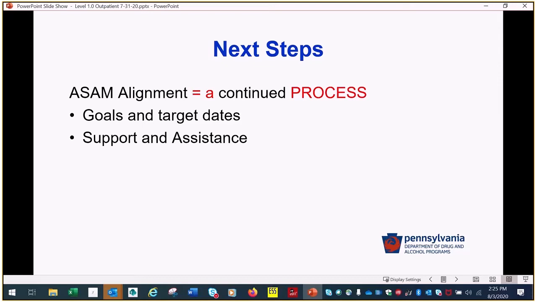Many of the issues of alignment are already occurring or are mostly occurring and can happen more readily, while others may require more effort. In all cases, DDAP and DHS will make every effort to support our provider network in aligning with the criteria, as we believe in the importance of working together to improve our system and to deliver an even higher quality of service than we have been accustomed to in the past.